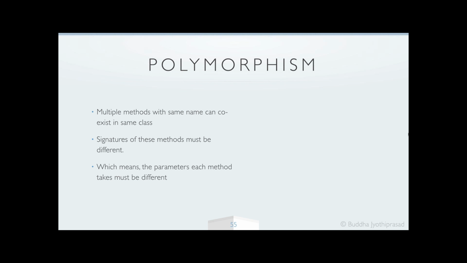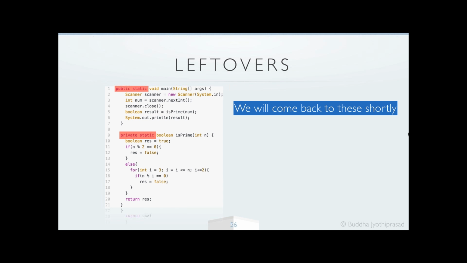Okay, so Java allows us to use a concept called polymorphism. Polymorphism is not specific to Java. It's an object oriented programming concept. I mean, it's an important pillar of object oriented programming thinking.